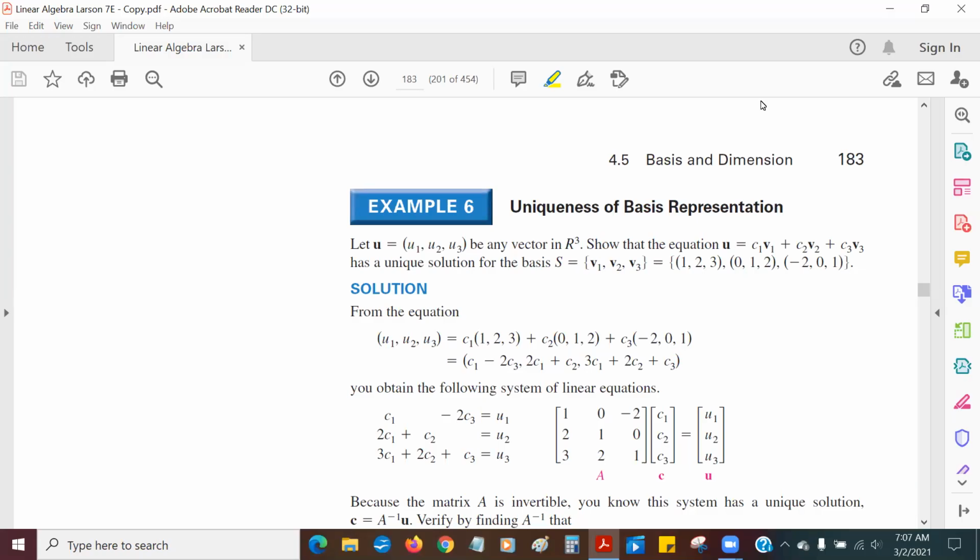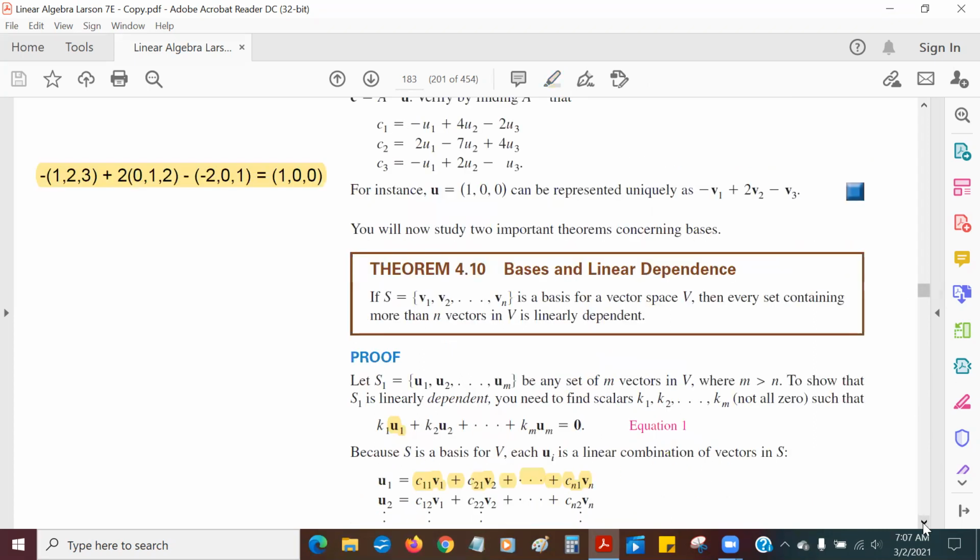Okay, everybody. In our previous video, in part one, we studied the concept of the uniqueness of basis representation. That was a very important concept. Again, this is section 4.5, of course. And now we're going to do two extremely important theorems.